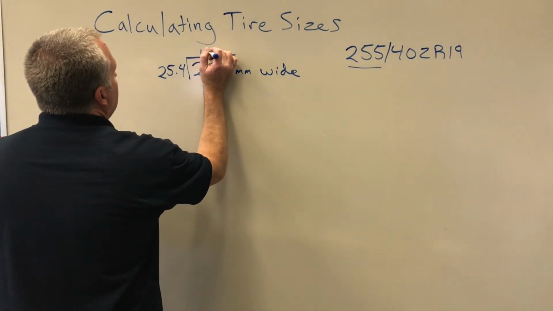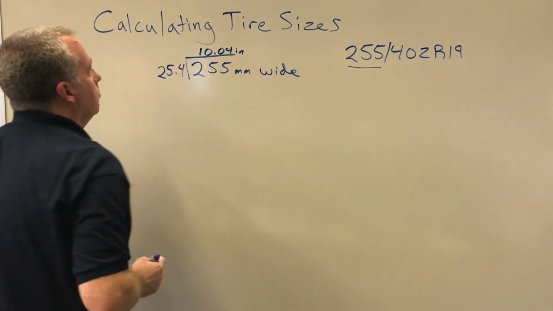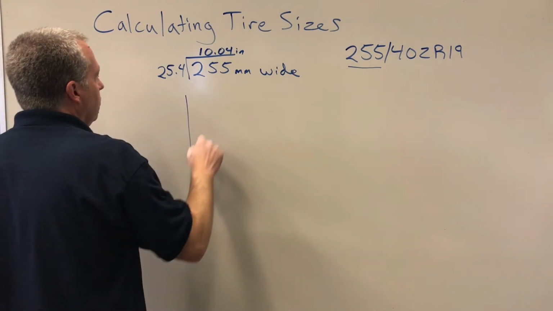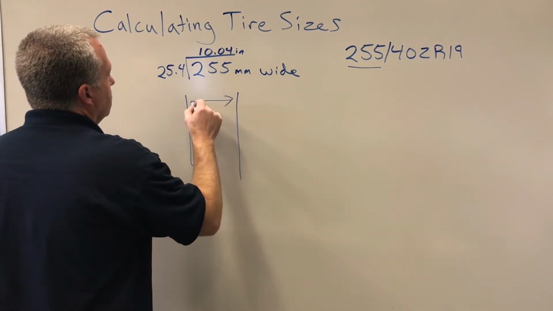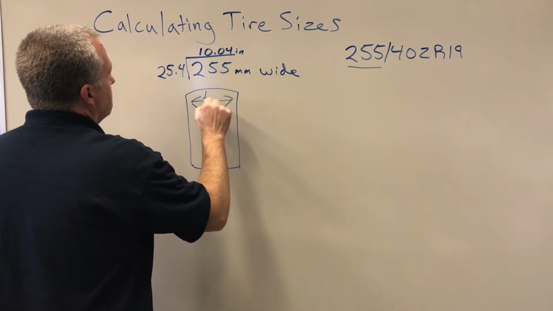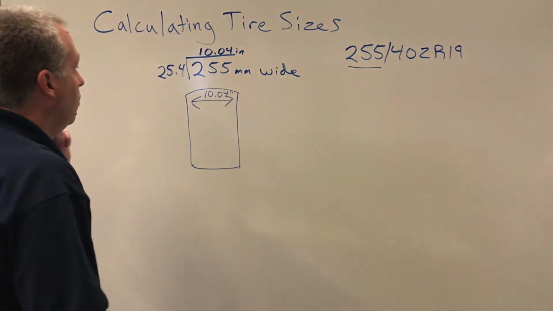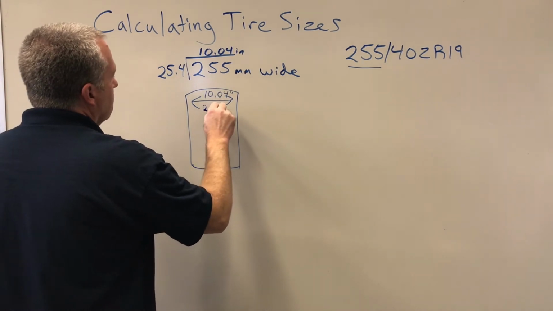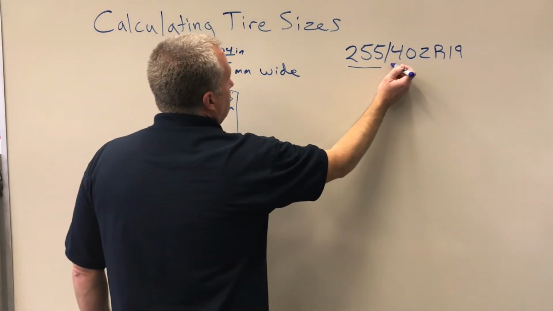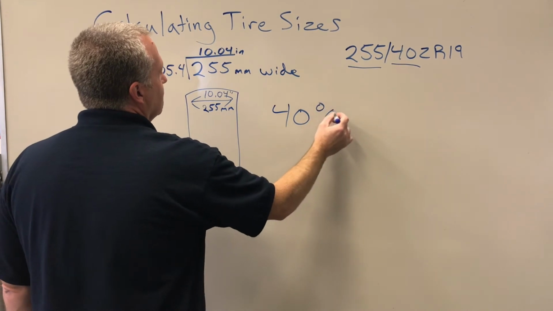So when we look at the tire, if we get a tape measure out and measure the width of the tire across, it's 10.04 inches across right there, or 255 millimeters. The second number right here, the 40, is 40%.